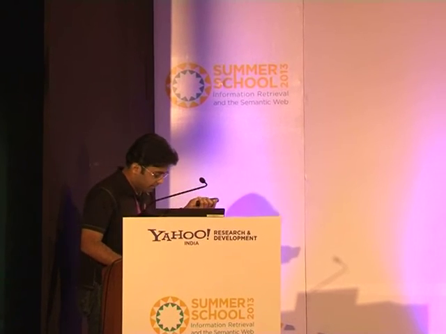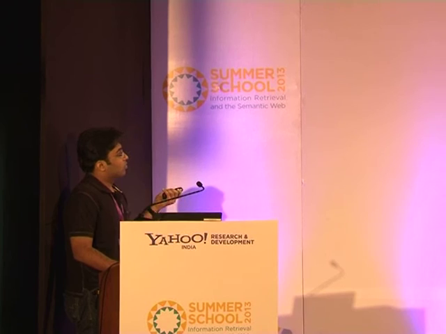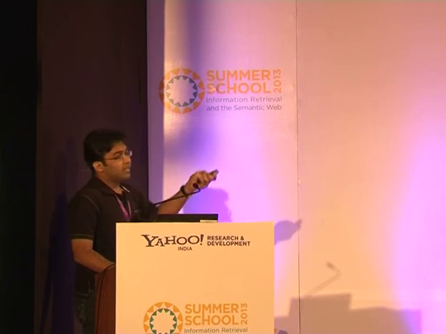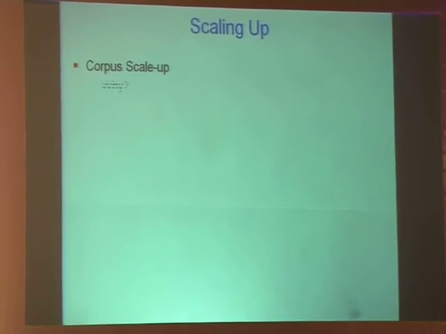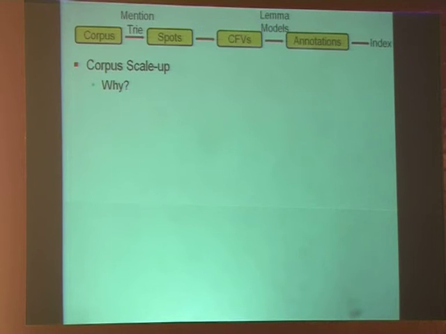So the title of my talk says web scale entity annotation. What do I mean by that? What modules in that workflow can be scaled up, and why would we like to do that? The first kind of scale up that's possible is the scaling of the corpus. Let's say we move from 500 million documents to over 1 billion documents. But why? This is the workflow again for your reference.